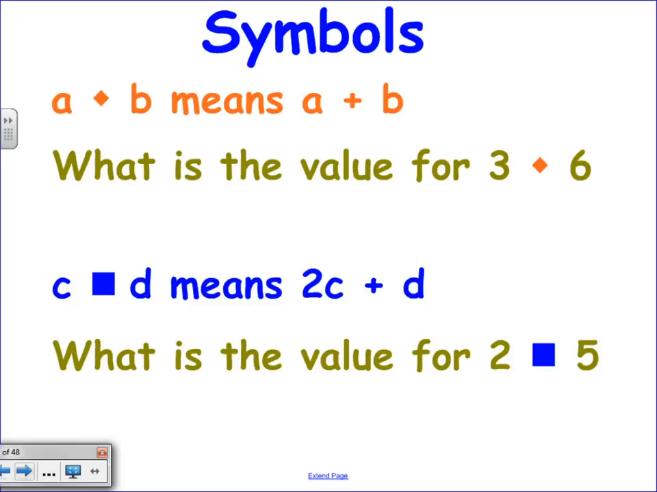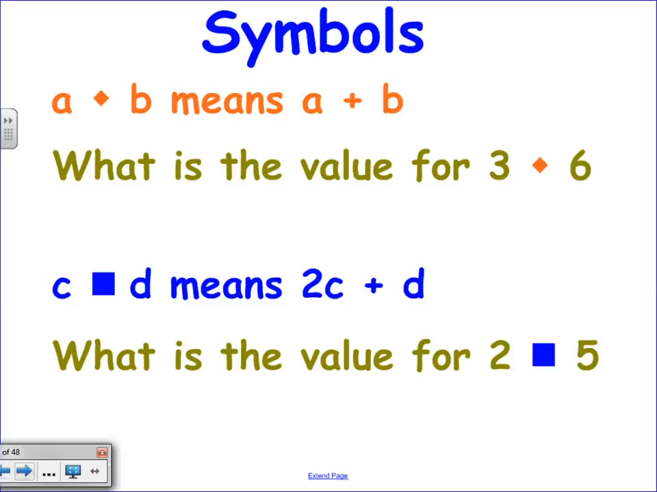So you swap the diamond for the symbol and it becomes 3 plus 6 equals 9. They're just showing that in algebra you don't have to use plus, minus or A's and B's. You can use symbols as well. I think that's why they do it, to show you that in maths you don't have to just use letters and numbers and pluses and minuses. You can use diamonds and squares.